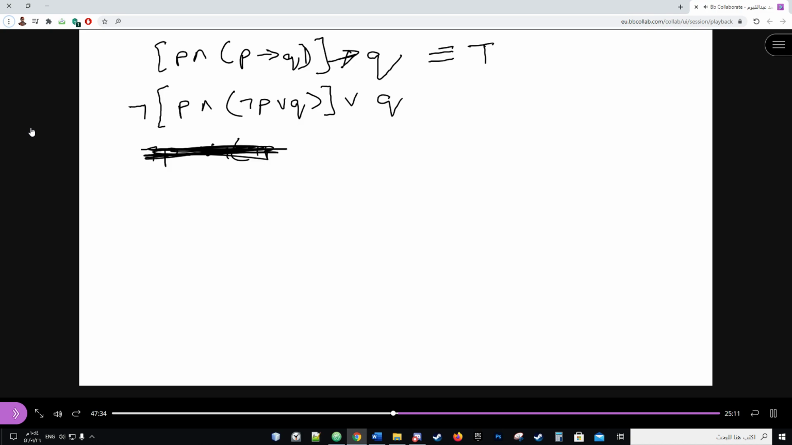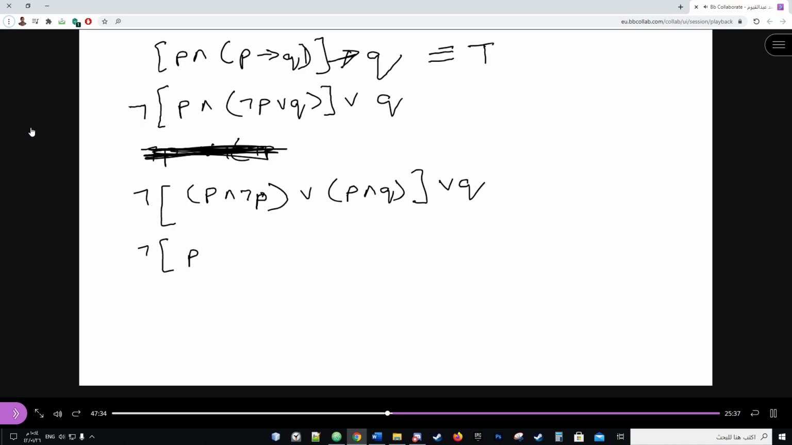So we'll keep this outside. So let's try the other way. So this becomes P and not P, or P and Q. So we have P and not P is false, and false or something is always false. So we get this.